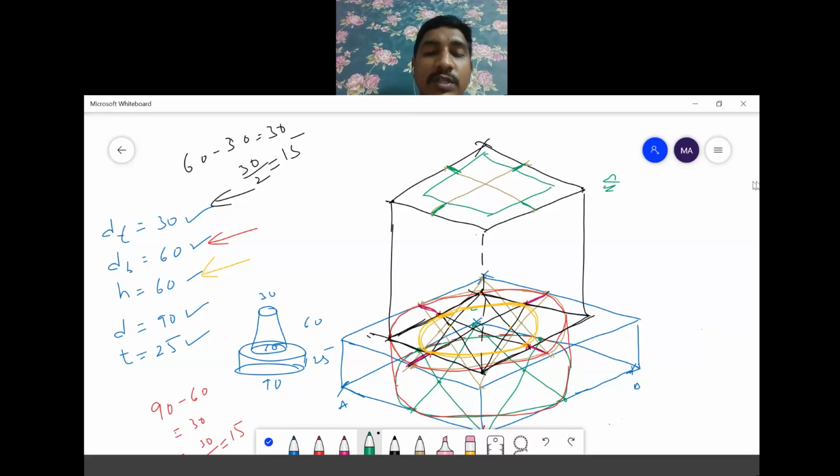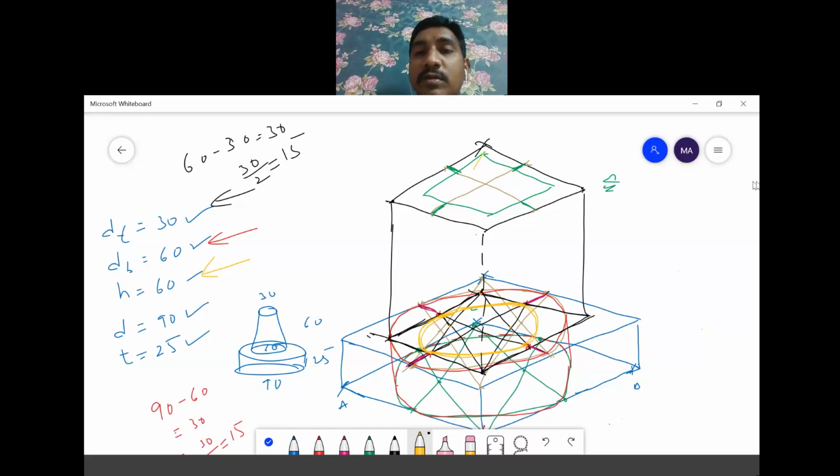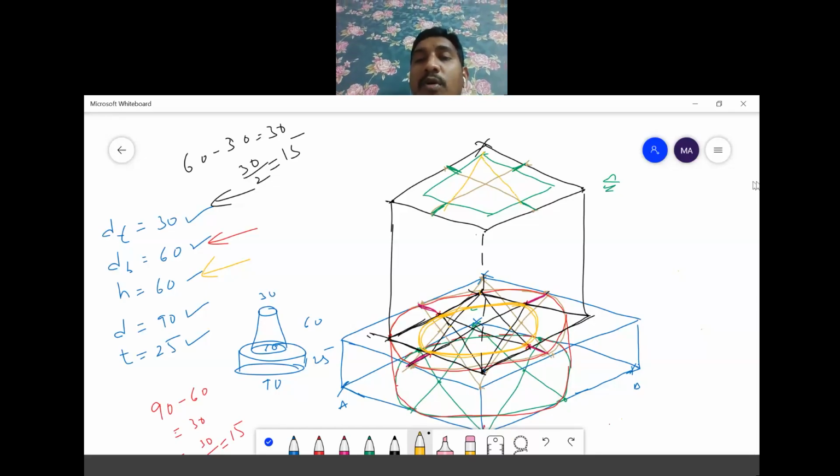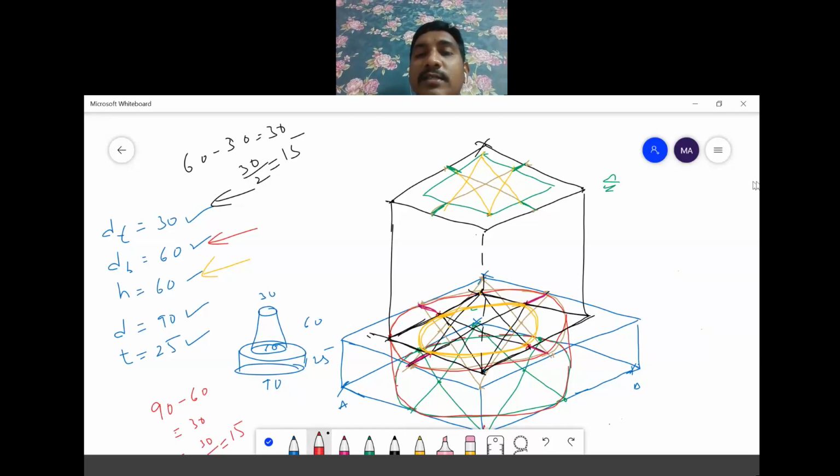Then again using the 4 center method, I am taking this as a center. From the top vertex to this center I have joined the line, bottom vertex to this center I have joined the line. After that I am taking this as a center, this as a radius.